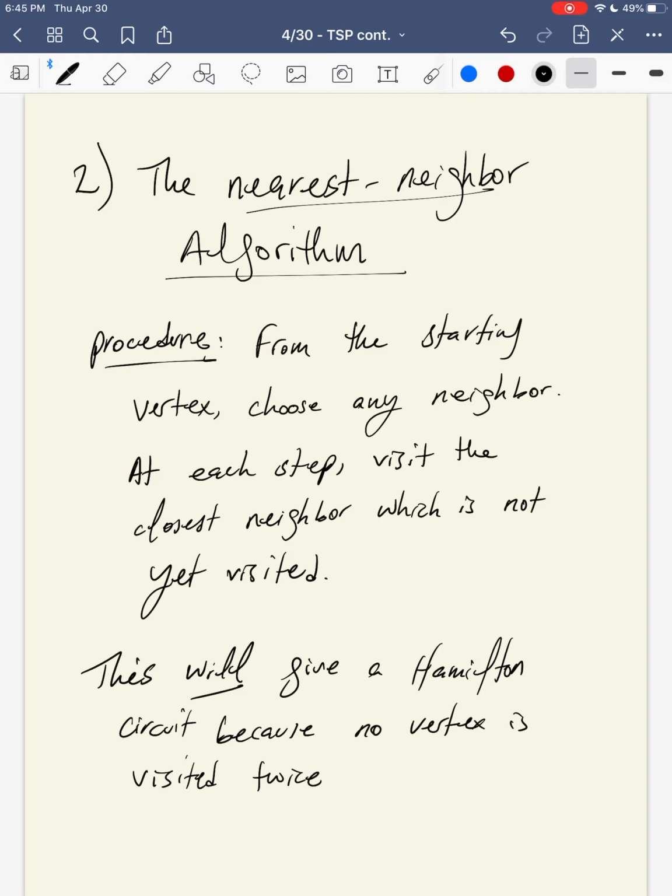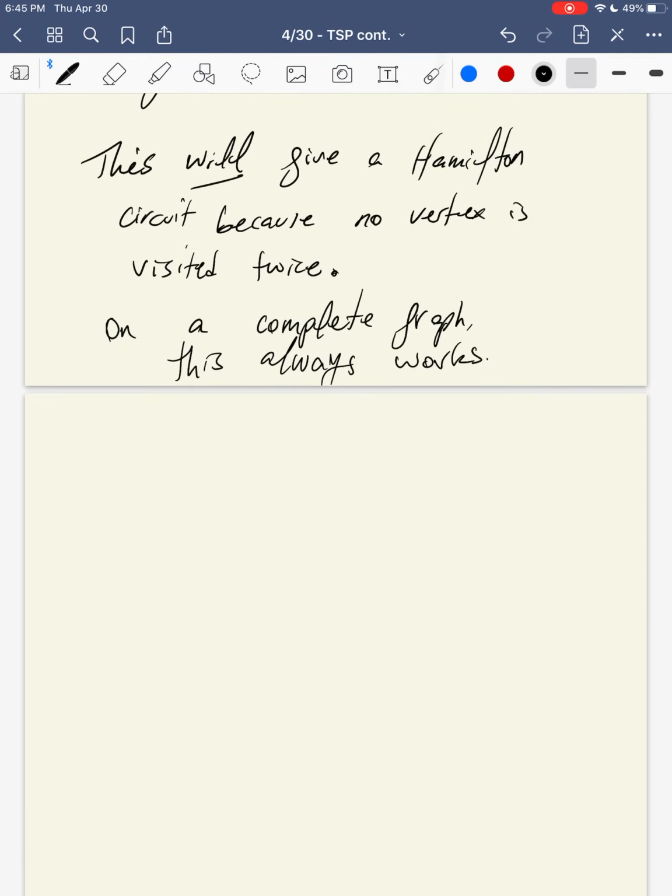Yeah, as long as you keep on not visiting any vertex twice, and you're on a complete graph, this always works. The problem with this one is that it might not find the cheapest route.